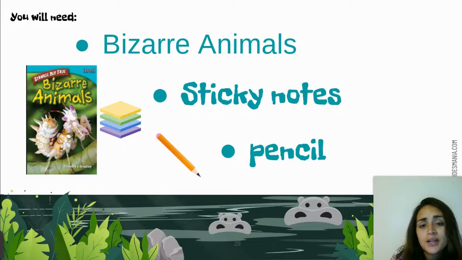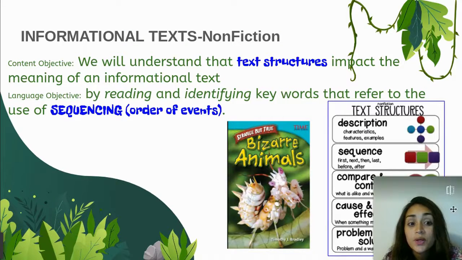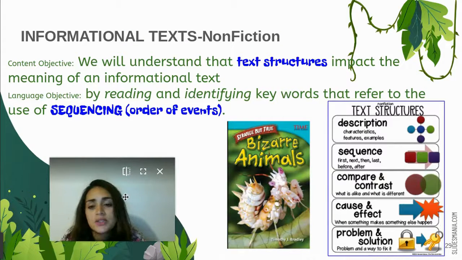Today you will need your Bizarre Animals book, sticky notes, and a pencil. We're going to continue our study of text structures. Our objective for today is we will understand that text structures impact the meaning of an informational text by reading and identifying keywords that refer to the use of sequencing, or sequence, which means order of events.